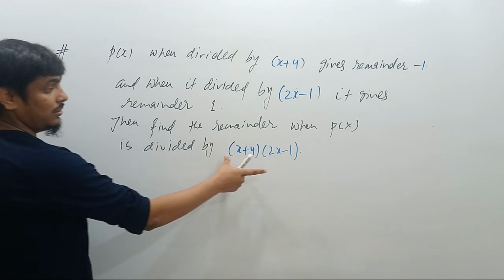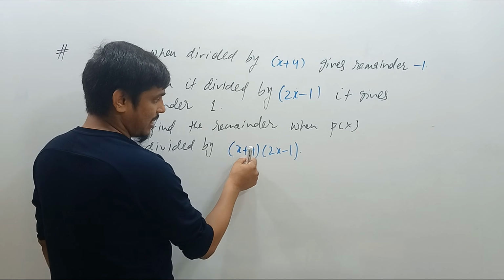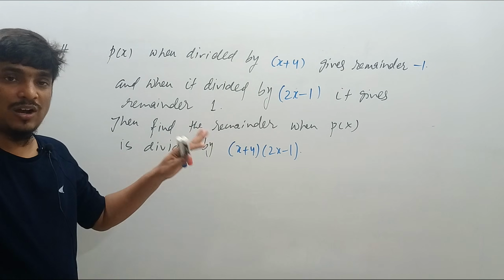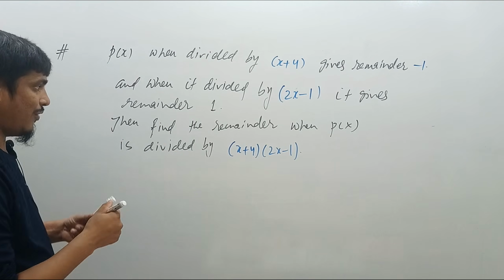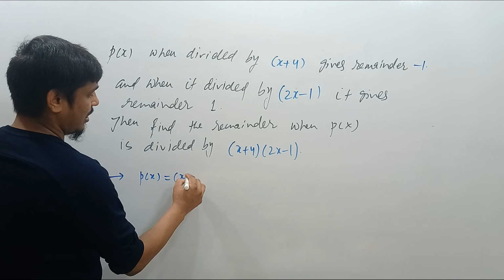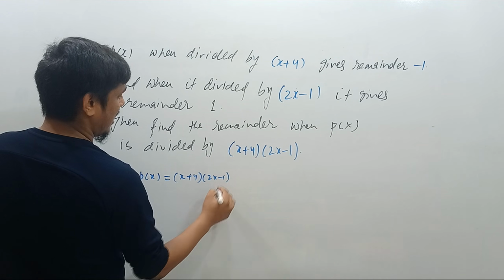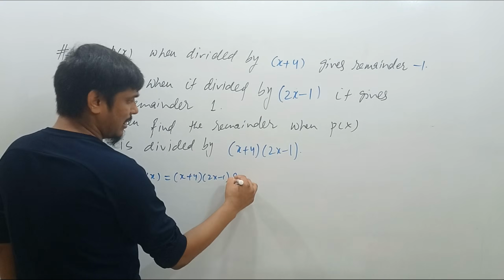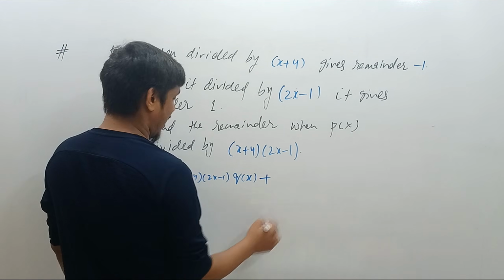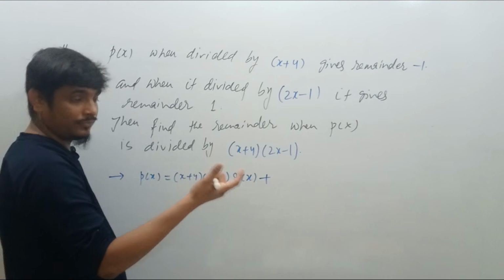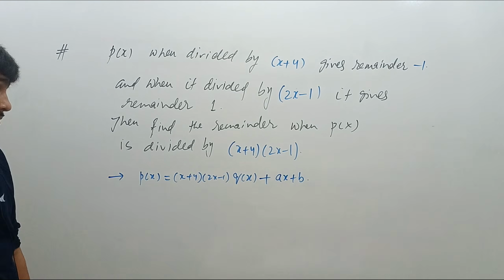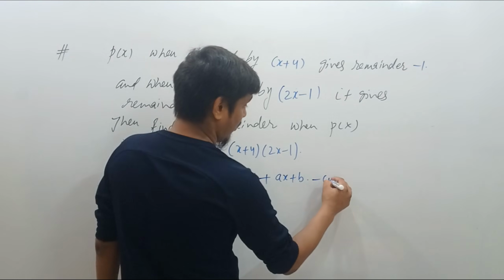What is the divisor? The divisor is (x plus 4) times (2x minus 1). It's a quadratic, which means the remainder will obviously be linear. So we can write p(x) equals (x plus 4)(2x minus 1) times some quotient, let's say q(x), plus the remainder. Since the divisor is quadratic, the remainder will be linear, so ax plus b. First thing is done. This is equation number 1.